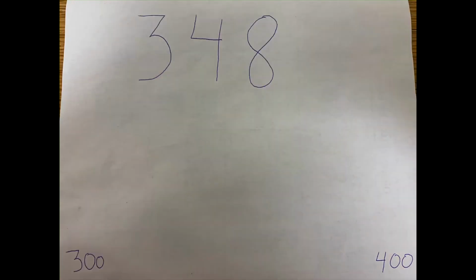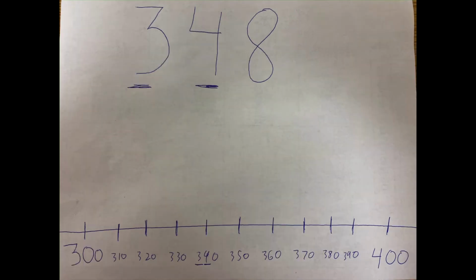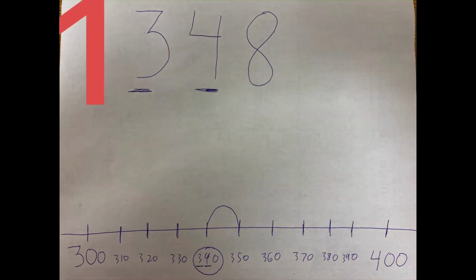Let's try one more. We have the number 348. Let's round it to the nearest 100. We know that 348 is between 300 and 400. Here is our number line with numbers going up by tens. Remember, because we're rounding to the nearest 100, we look at the hundreds column and the tens column. Let's start at 340 and count up to 400.